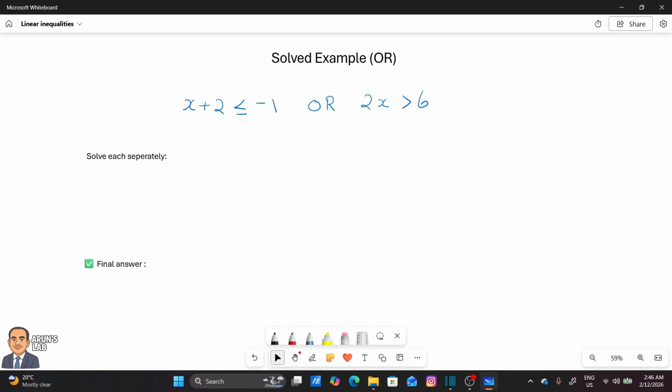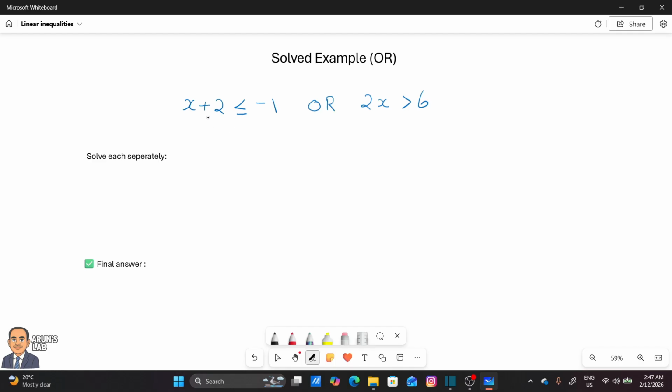Okay, so we need to find the values of x in both cases. In this case, we need to solve this equation. Here x is not isolated, because x has some other components also. So we need to isolate x and find its values. So we need to solve these separately.